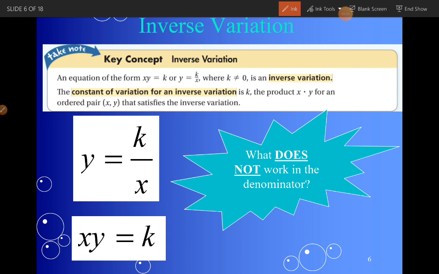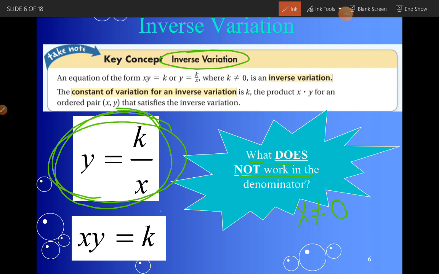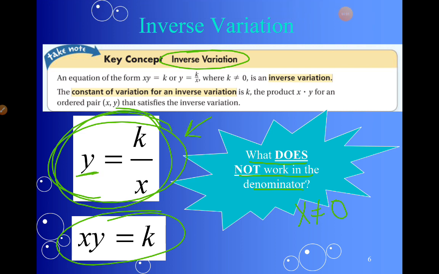Inverse variation, remember, the word inverse basically means you're going to do the opposite. Everything is exactly the same as before, except we just have a new equation. The only difference, though, is there's something that doesn't work in the denominator. Remember, you can never have 0 in the denominator. It makes it undefined. So inverse variation kind of has 2 equations, but we like to use the top one because the top one has y already by itself.